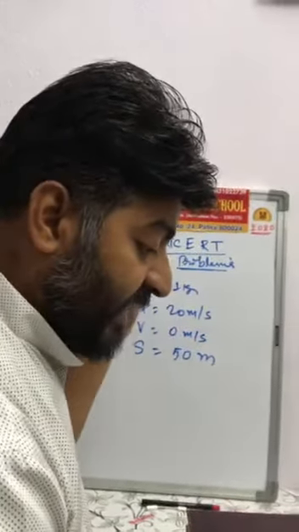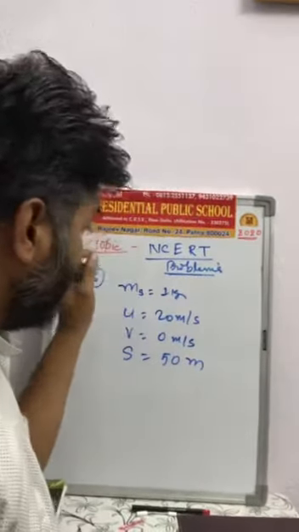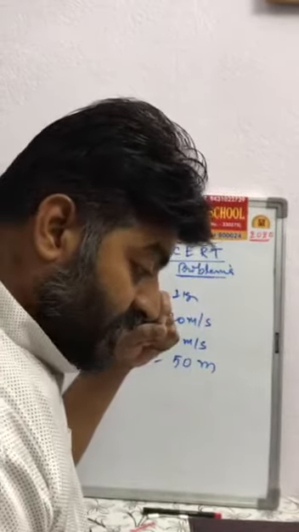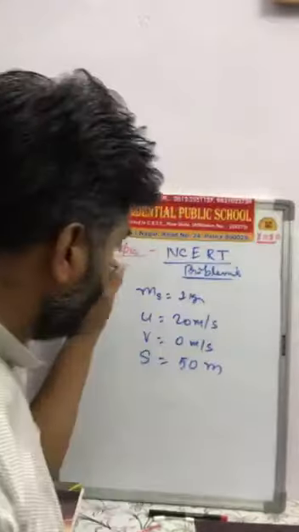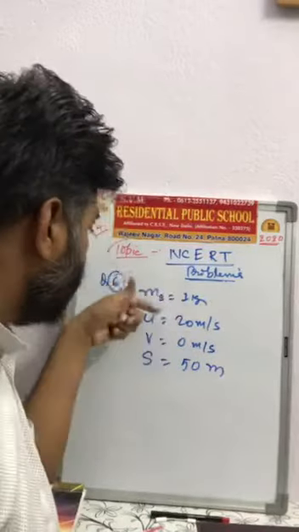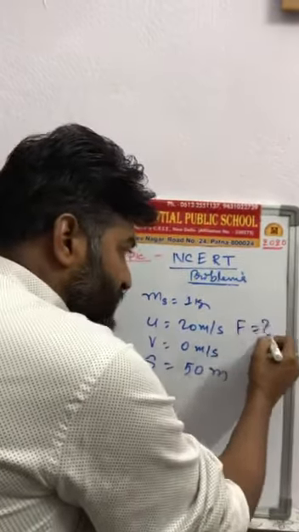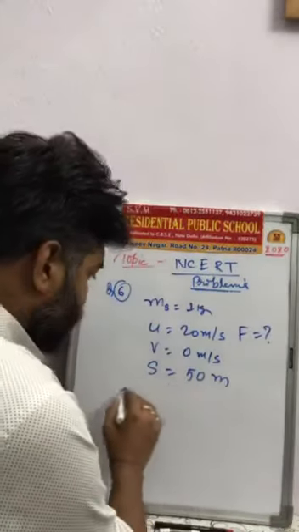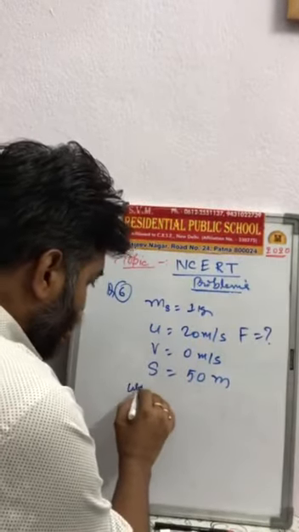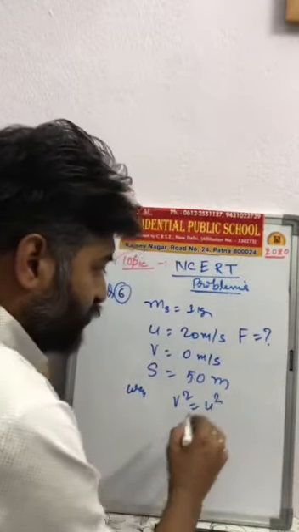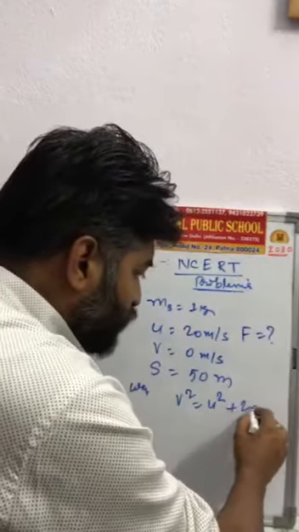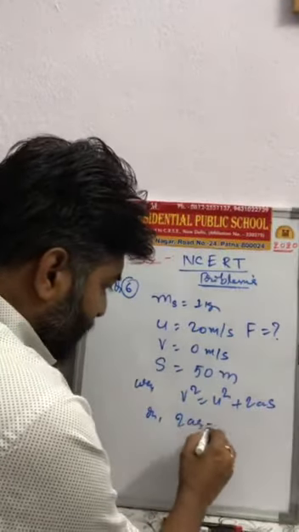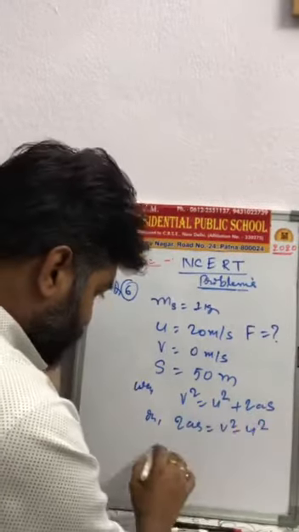In these questions we apply the equations of motion, and by these equations we calculate just the acceleration. After that we get the force because we have the mass of the stone. So from the equations of motion we have v square is equal to u square plus 2as, or 2as is equal to v square minus u square.